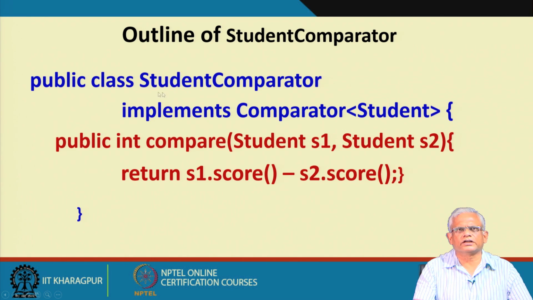The student comparator implements comparator, and whenever there is a compare method, it finds the scores of these two students and returns the difference of the scores.